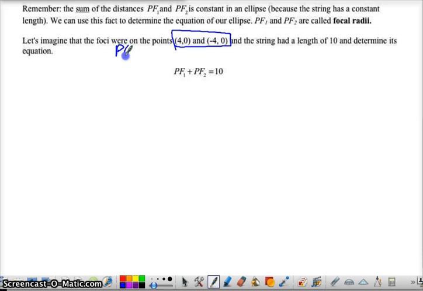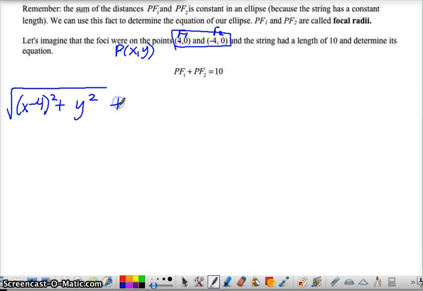So P is unknown. That's what we don't know. So we say the distance between P and F1, right? So the square root of (x minus 4) squared plus (y minus 0) squared. Well, (y minus 0) squared is just y squared. Plus the square root of (x minus negative 4) squared, which is going to turn into (x plus 4) squared, plus (y minus 0) squared, which is just y squared, will equal 10.